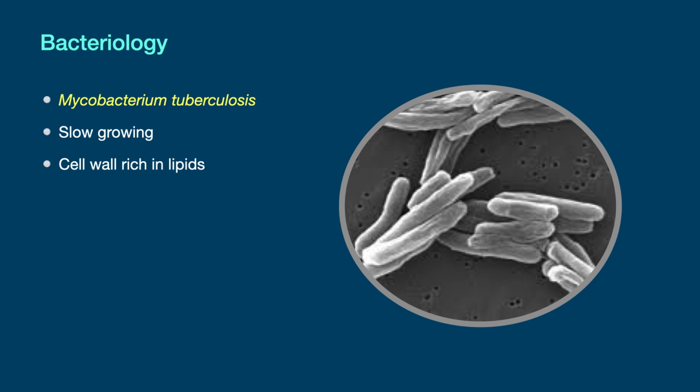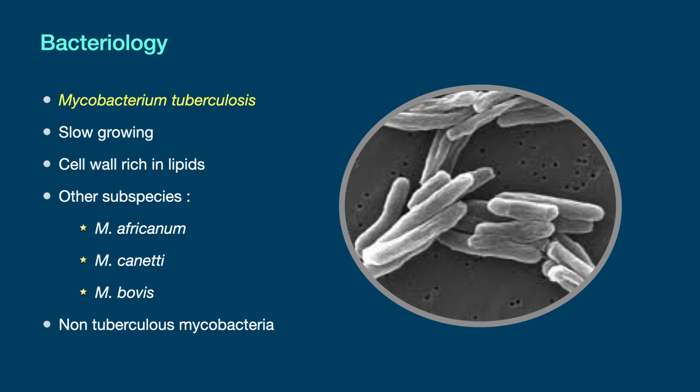There are other subspecies of this organism such as Mycobacterium africanum, Mycobacterium canettii, Mycobacterium bovis. Mycobacterium bovis in its inactivated form is used as a vaccine which is known as BCG. Another relative of this microorganism is non-tuberculous mycobacteria or NTM. It is an environmental mycobacteria and does not cause tuberculosis or leprosy. NTM do cause pulmonary diseases that resemble tuberculosis.